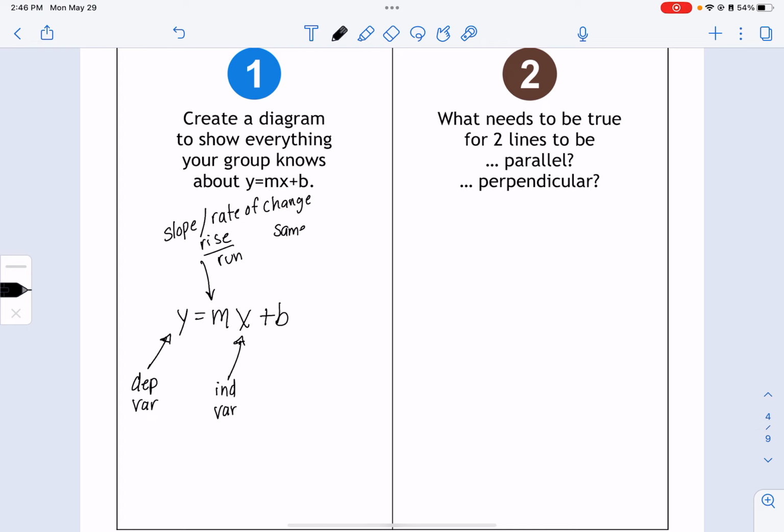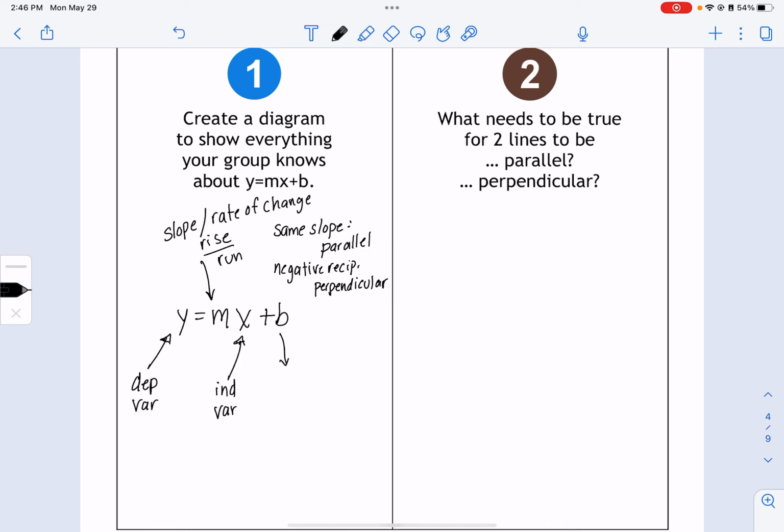Well, we know from lesson 1 that the same slope means parallel, and negative reciprocal slopes mean perpendicular. Okay? That's a lot of what we know about slope.